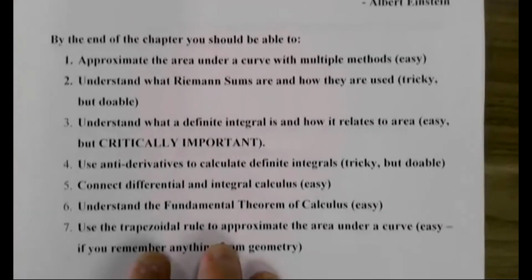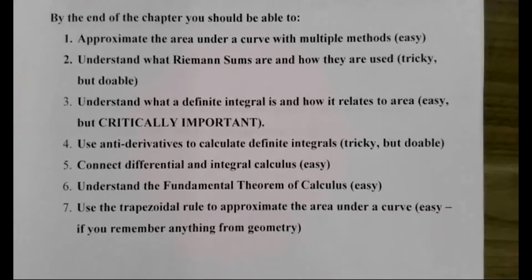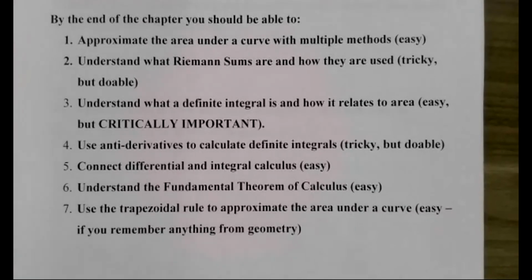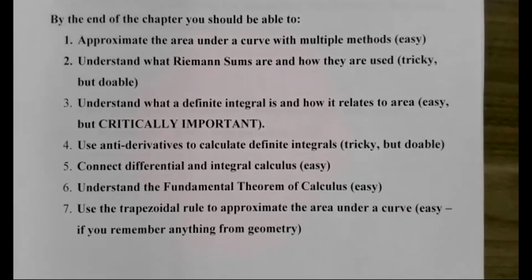By the end of this chapter, you should be able to approximate the area under a curve with multiple methods. It's pretty straightforward. Understand what Riemann sums are. They're actually kind of tricky, but very doable. I don't think you have any major problems with that. Understand what a definite integral is, how it relates to area, and then go back and forth with the fundamental theorem of calculus, where we connect differential and integral calculus.